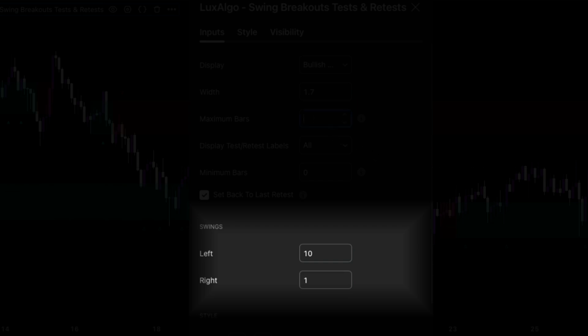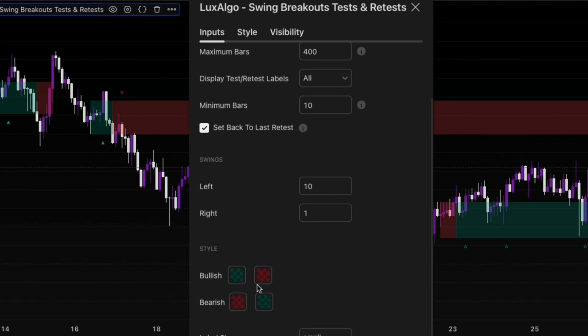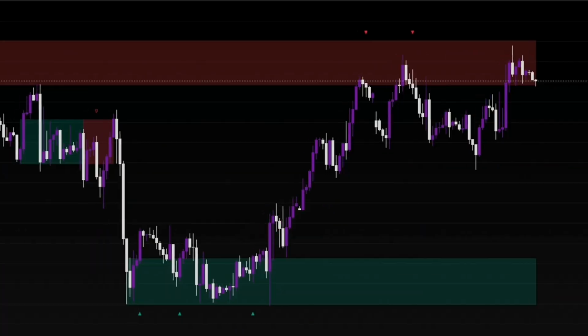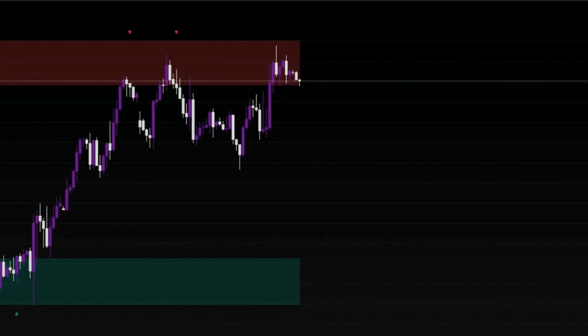The default values of left 10 and right 1 already give clean results. Color options are just visual preferences. There's also a set back to last retest option that keeps the chart cleaner by shortening zones after a valid retest. Now let's go over how to actually take a trade with this indicator, starting with a buy setup on XAU/USD on the 1 hour time frame.